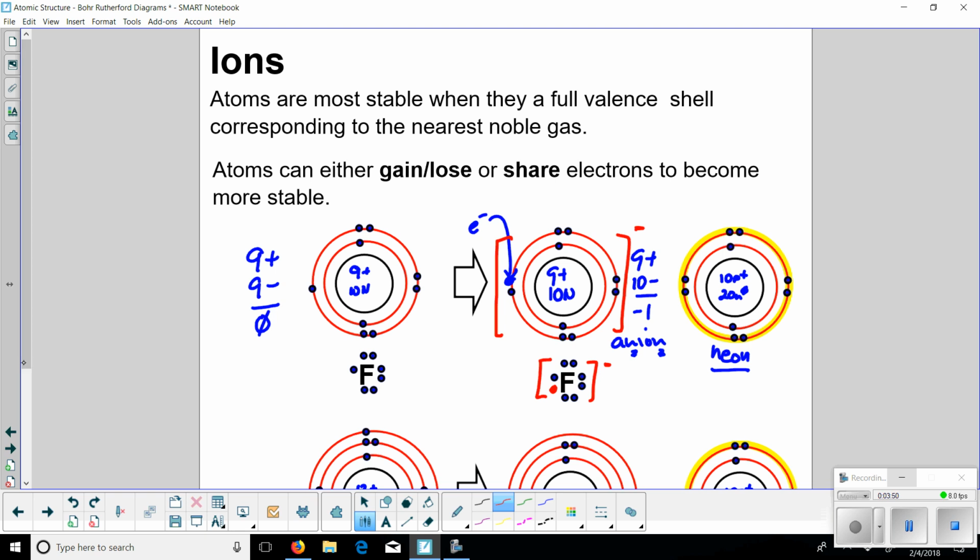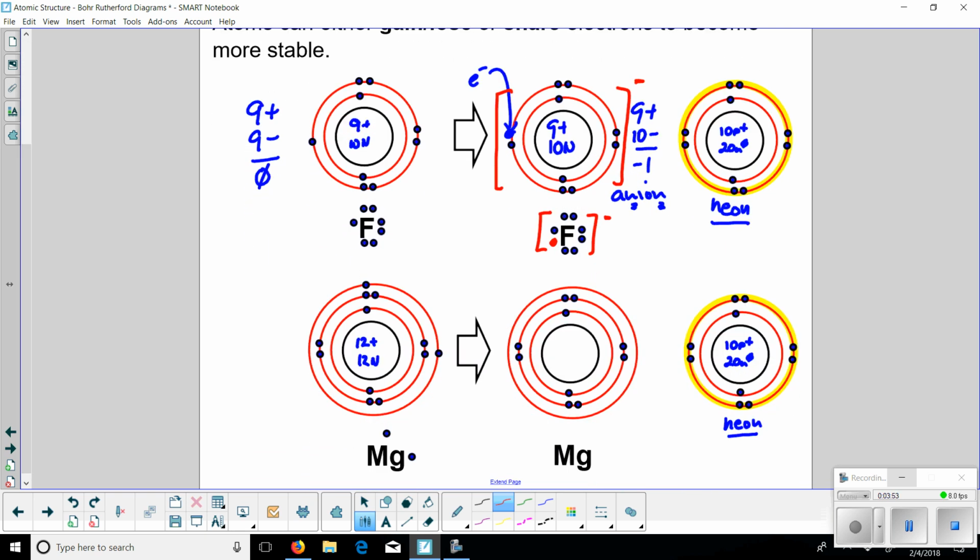Well, let's look at the opposite situation. What happens if we have something like magnesium? Magnesium has 12 protons, 12 neutrons, and 12 electrons when it is neutral, so it has no overall charge. The 12 electrons are situated such that the first 10 electrons are in the inner energy levels, and we've got 2 valence electrons in the outermost energy level here. Well, here's the thing. We want to have a full outer level. So there are 2 options.